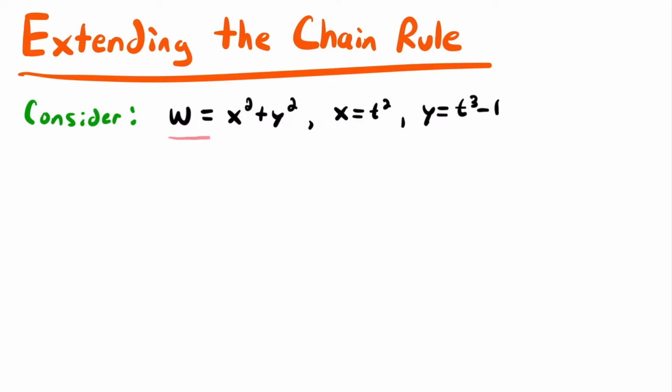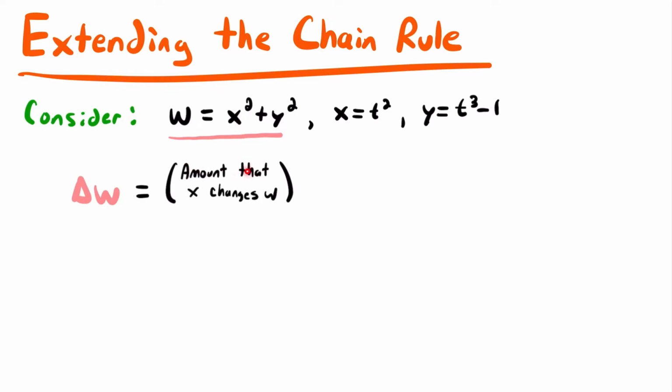Okay, so here's how I would think about the change in w. The change in w would be equal to the amount by which x changes w, right? Because when x changes, w will change. So you have to take that into account, but then you want to add that to the amount that y would change w. Both of those intermediate variables are in terms of that independent variable t, and when t changes, both x and y change, and both of those changes will have an effect on w. So to get the overall change in w, we have to take into account the amount that each of those intermediate variables change the value of w. So you take the sum of those two changes.